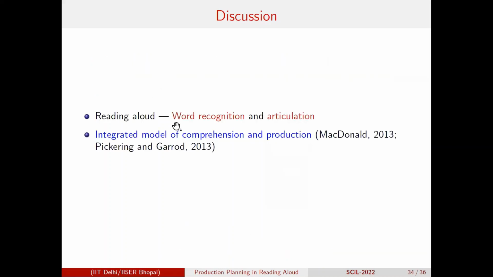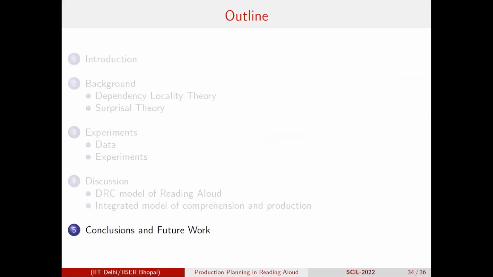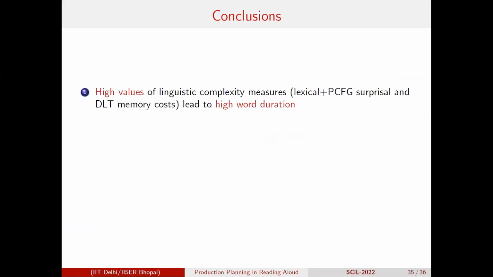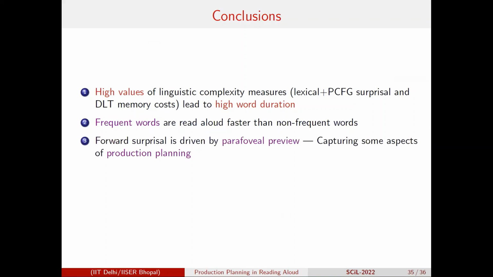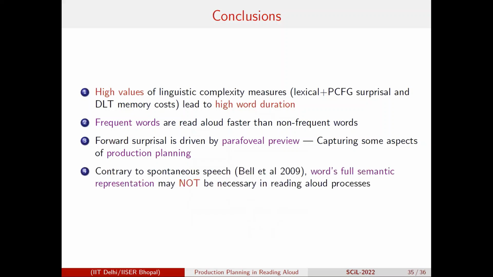Reading aloud processes involve both comprehension as well as production. So there is a need for an integrated model of comprehension and production to account for reading aloud processes. Just to conclude, we find that high values of linguistic complexity measures lead to high word duration. Frequent words are read aloud faster than non-frequent words. And forward surprisal is driven by parafoveal processing, where it captures some aspects of production planning.